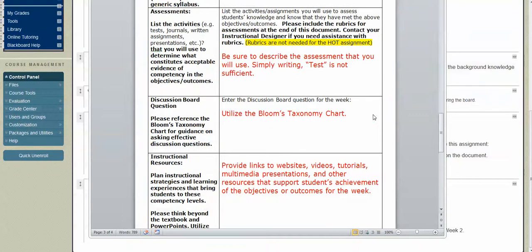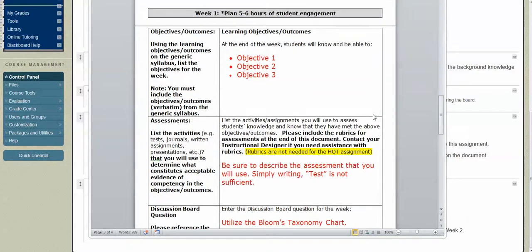If you have any questions about how to complete this assignment, please contact your hybrid and online training course facilitator.